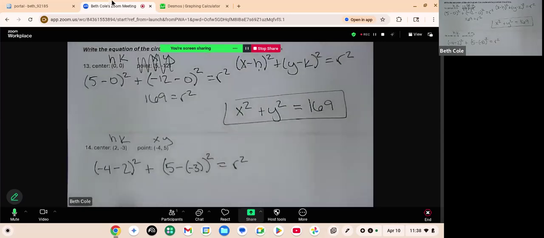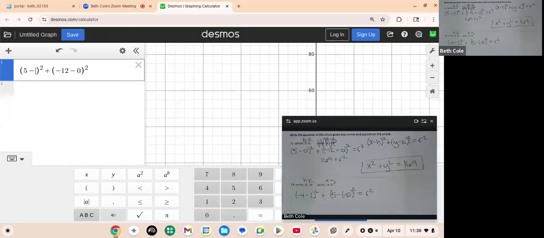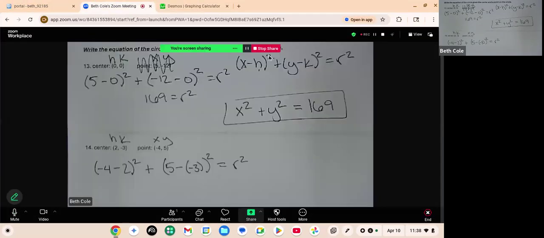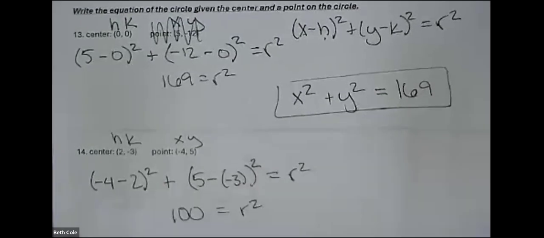Equals r squared, and I am simply going to put that in the calculator. You just get all the puzzle pieces in the right place. And again, I guess I didn't even realize this. You don't even have to memorize the formula. Right? So let me type it in and we'll get r squared. This is negative 4 minus 2. And then this is 5 minus negative 3. 100 is what we got for that. So 100 is our r squared.